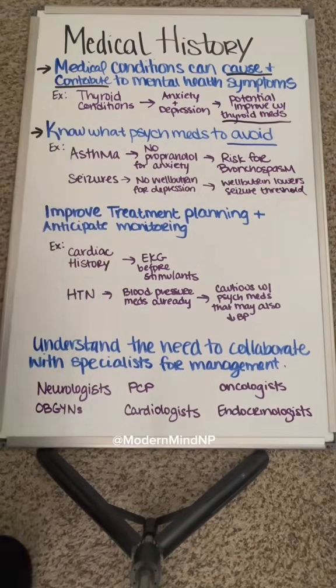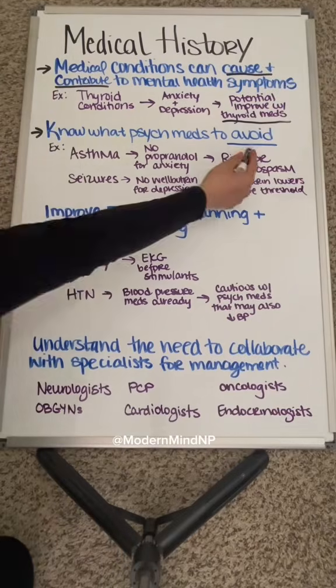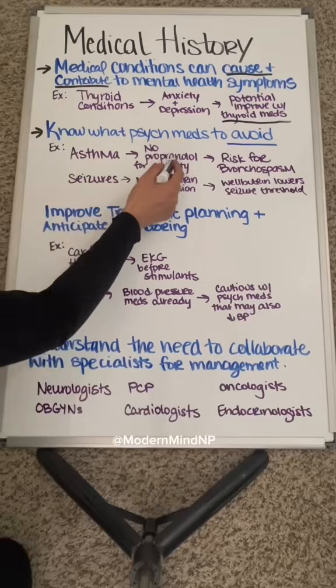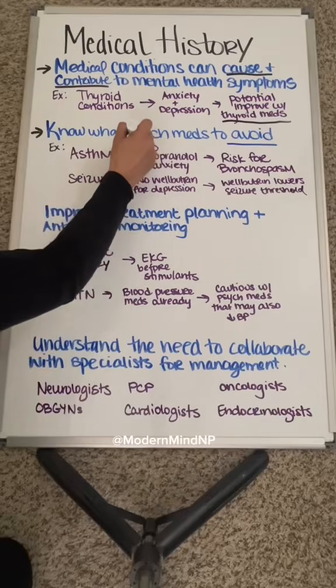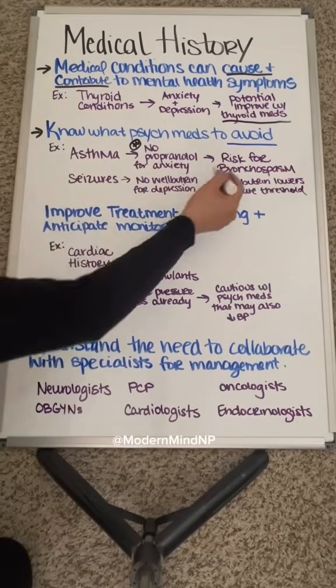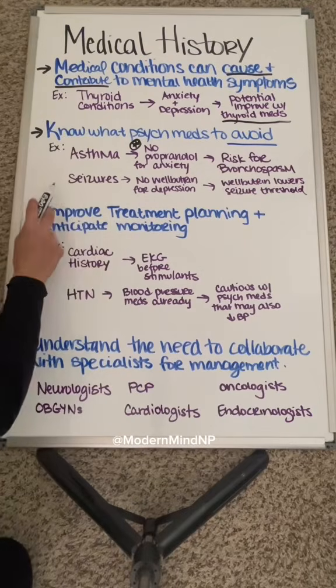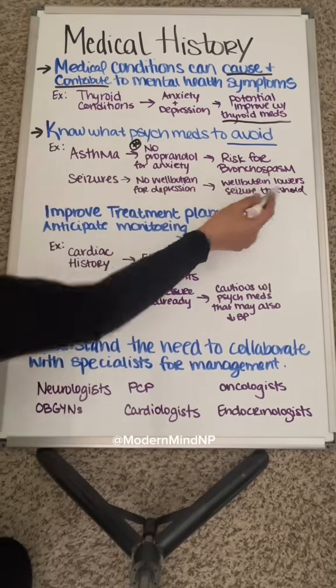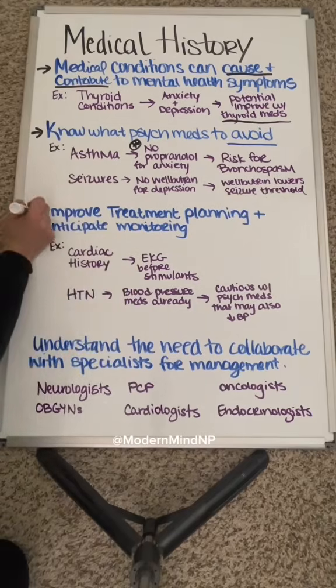Knowing their medical history also allows us to know which psych meds to avoid. Another example, if they have asthma, we know that we should not give propranolol for anxiety because it can cause bronchospasms, right? But if we didn't know that they had asthma, we might prescribe it. A patient with seizures, we know that they can't take Wellbutrin because Wellbutrin lowers the seizure threshold.